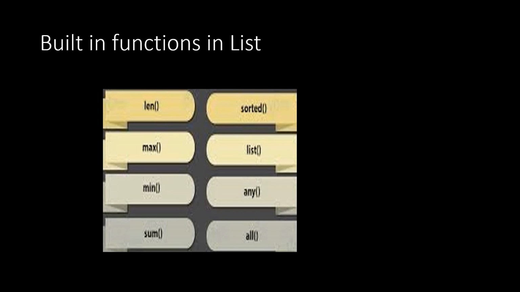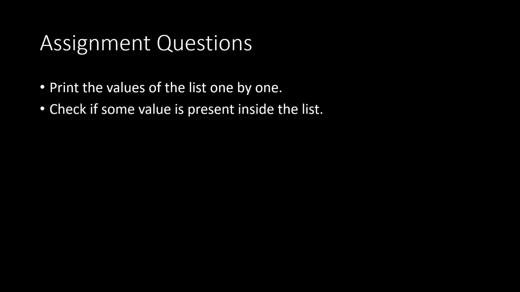Now moving ahead. Now I have the assignment questions for you all. The first question is print the values of the list one by one. Second question, check if some value is present inside the list. I'll give an example. Say now I have value 5 and I want to check whether this value 5 is present in my list or not. Third question, print the number of values that are present inside the list. So these are the three questions for which I want you all to try.